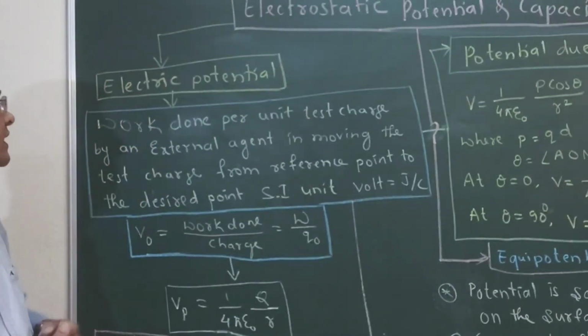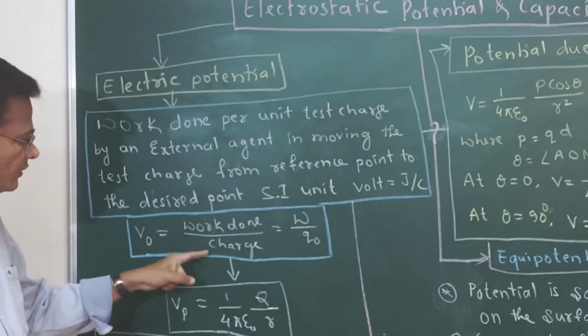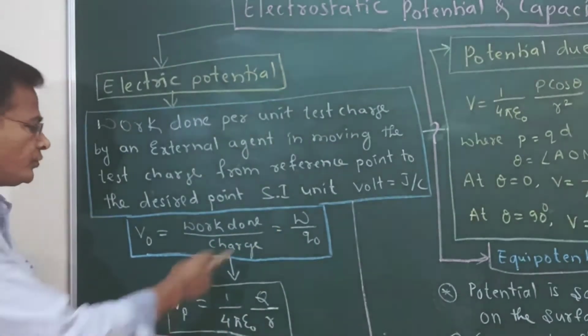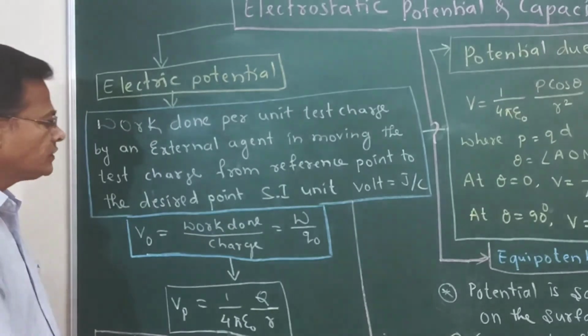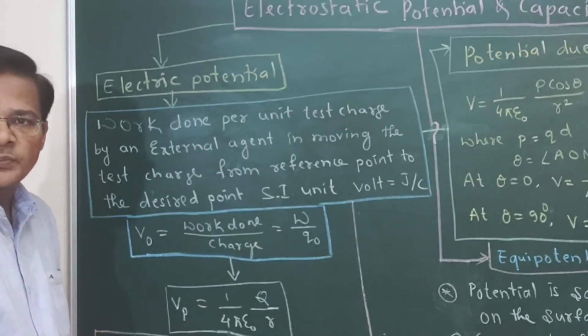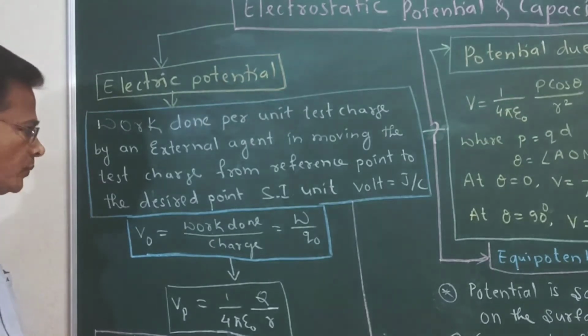Electric potential is the work done per unit charge by an external agent in moving the test charge from a reference point to the desired point. That is work done per unit charge, W divided by Q naught. Its SI unit is volt. What does 1 volt mean? Joule per coulomb.